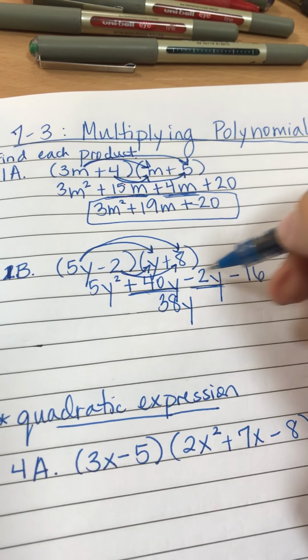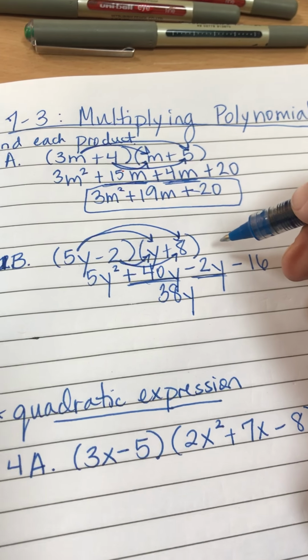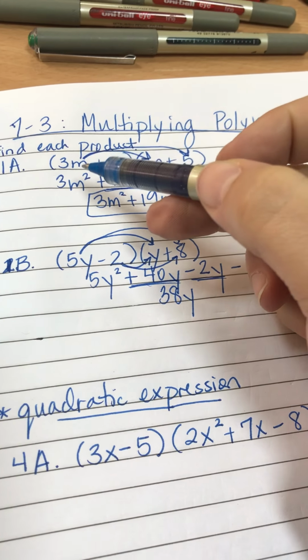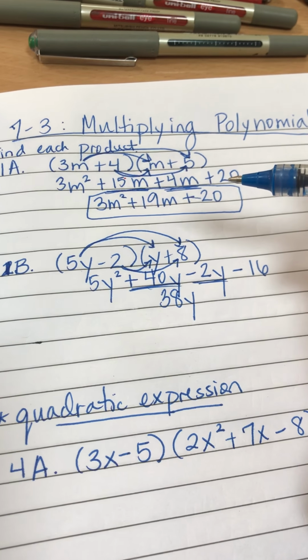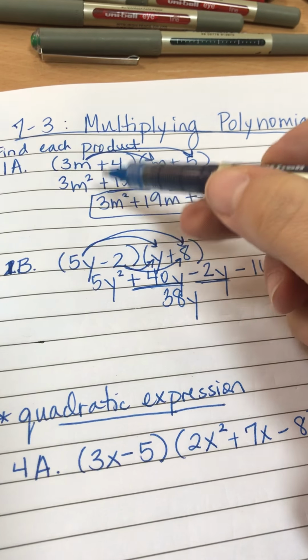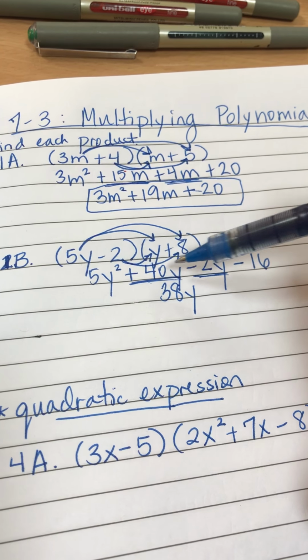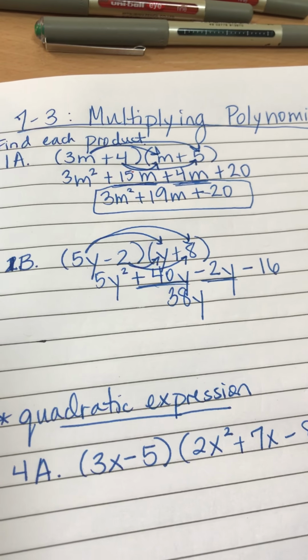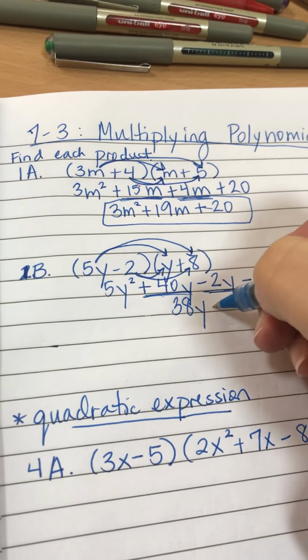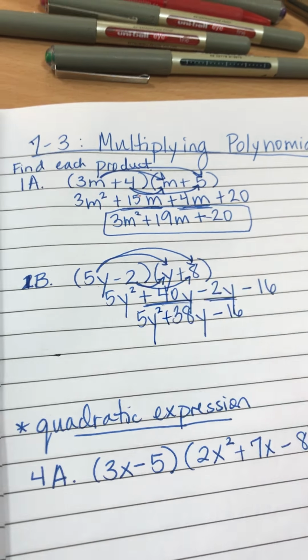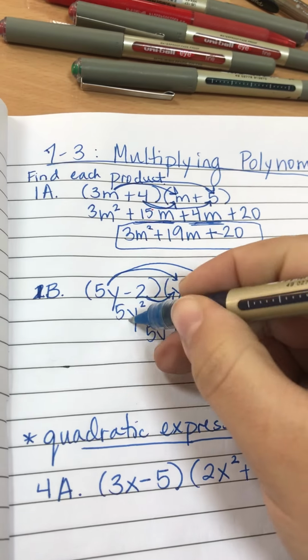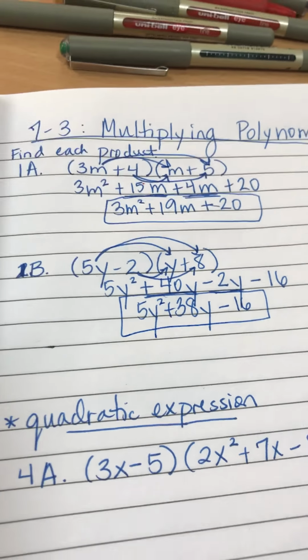Do not change the exponents when you're combining like terms. If you're multiplying a letter by a letter, a variable by a variable, then you would change exponents. If you're adding, you don't change the exponents. You leave it a y. Okay, and then the negative 16 and the 5y squared don't have any like terms. So this is my final answer on this one as well.